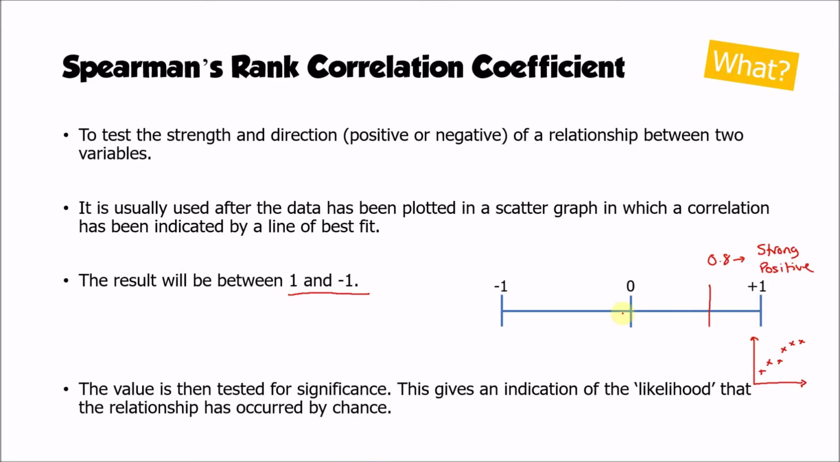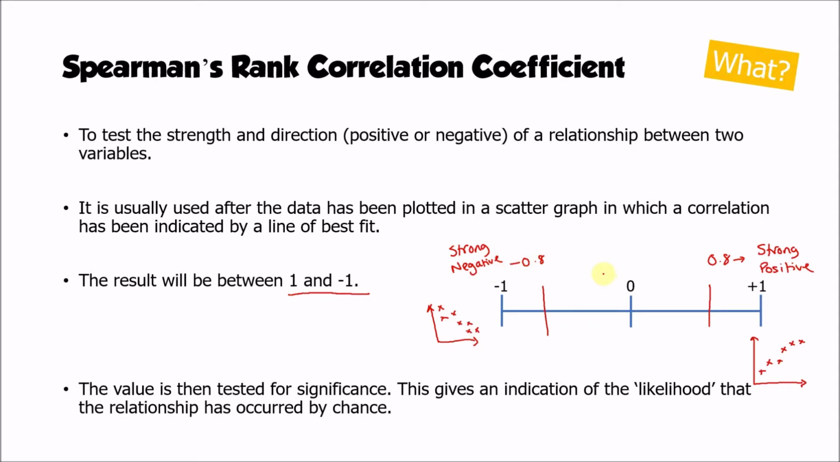If we had a value that was closer to -1, let's say we had a value of -0.8, then that's still going to be a strong correlation, but it's going to be a strong negative correlation. And again, if we think about what that would look like on a scatter graph, that would be that as one variable increases, the other decreases. So our points might look a little bit more like this.